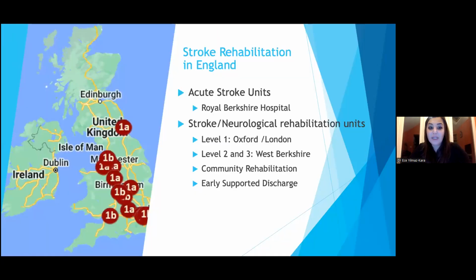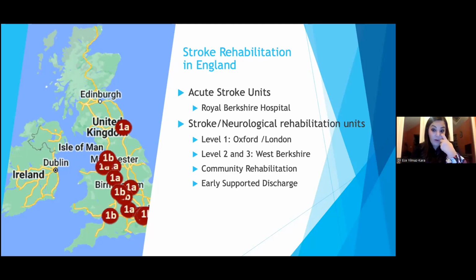Let's talk about stroke rehab in England. I'm not going to talk about the whole UK because Northern Ireland, Scotland and Wales have slightly different arrangements, but in England we have a good stroke unit. So ours is Royal Berkshire Hospital, and we've got stroke and neuro rehab units. In our region, our level 1 regional units are Oxford and London, and we're very fortunate to have 2 units in Berkshire, so level 2 and level 3. They're both located in the same hospital. One is upstairs and one is downstairs, but in the same building. Very, very lucky. And we're also fortunate to have a full MDT in community rehab.